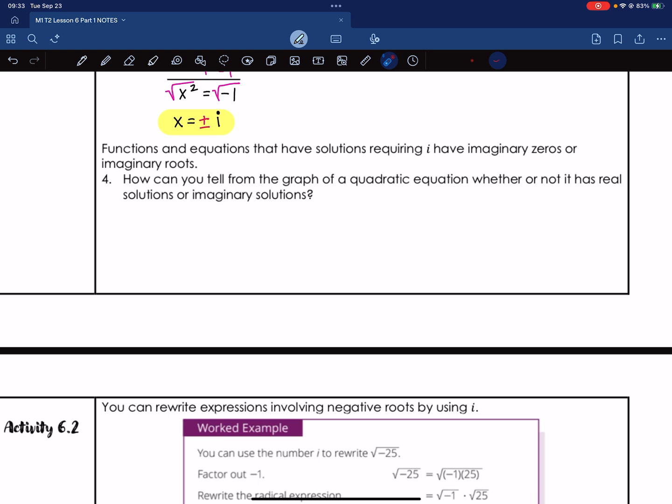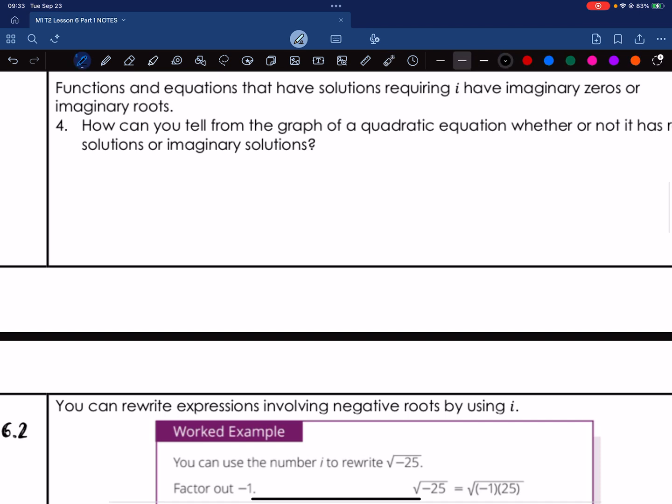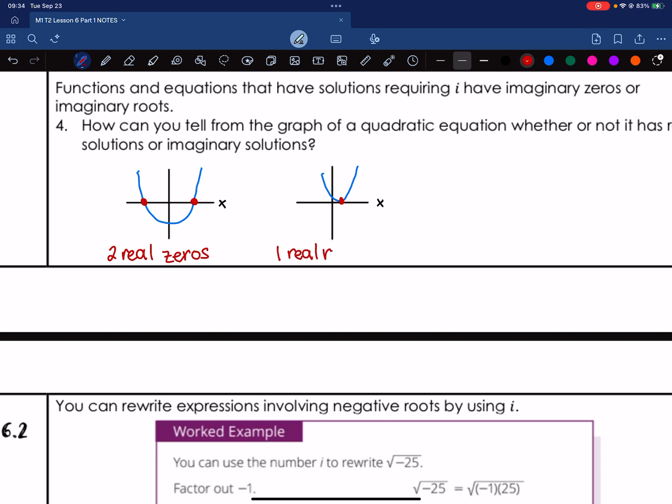Okay, so now, functions and equations have solutions requiring i, imaginary zeros or imaginary roots. So how can you tell from a graph of a quadratic function whether it has real solutions or imaginary solutions? So what we know is that real solutions are going to cross the x-axis. So this is our x-axis. So if I have a quadratic function that looks like this, then my quadratic function has two real zeros because it's crossing the x-axis twice, or two real solutions. We can also have real solutions that look like this, where it just touches the graph one time and it turns around, and so that would represent one real solution or one real zero.